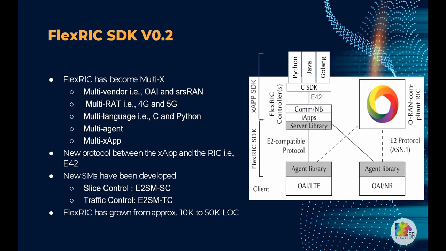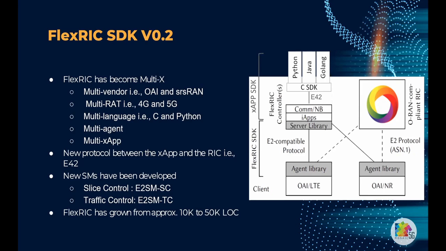And one innovation we believe that is very nice and we want to interact with O-RAN is this protocol E42. So E42 that you see is a new protocol between the xApp and the RIC. So O-RAN today does not specify how the xApp is going to communicate with the RIC. We don't know, it is open. So what we did here, we said E2 is already specified. Maybe we can use E2 also for RIC to xApp.